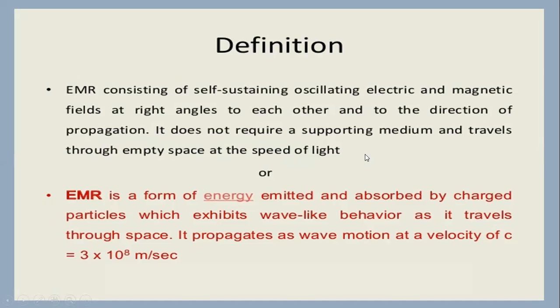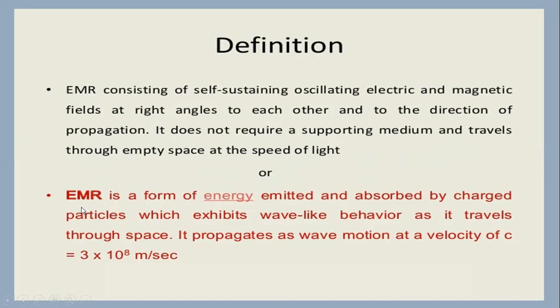It does not require a supporting medium and travels through empty space at the speed of light. Obviously, that we are also aware of. That's why the most widely applicable setting is nothing but the free space. We are talking about the electromagnetic field in free space. So in short, what is the reason behind that? They do not require any supporting medium whenever they are traveling, whenever they are transferring energy.